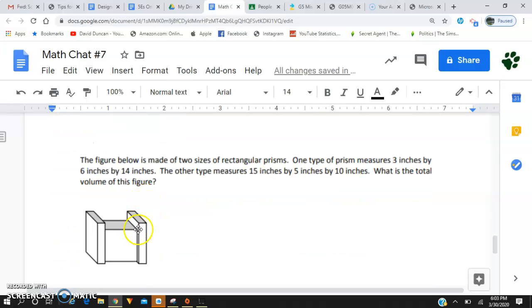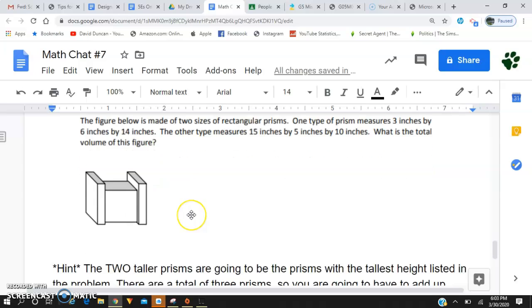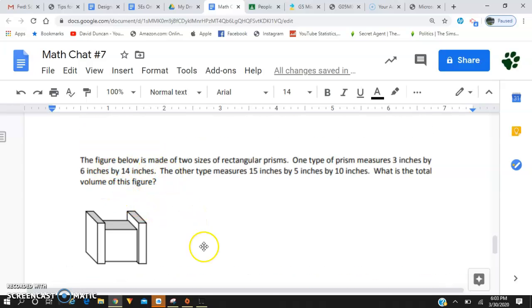Down at the bottom, I have a story problem for you guys. It says, the figure below is made of 2 sizes of rectangular prisms. One type of prism measures 3 inches by 6 inches by 14 inches. The other type measures 15 inches by 5 inches by 10 inches. What is the total volume of this figure?